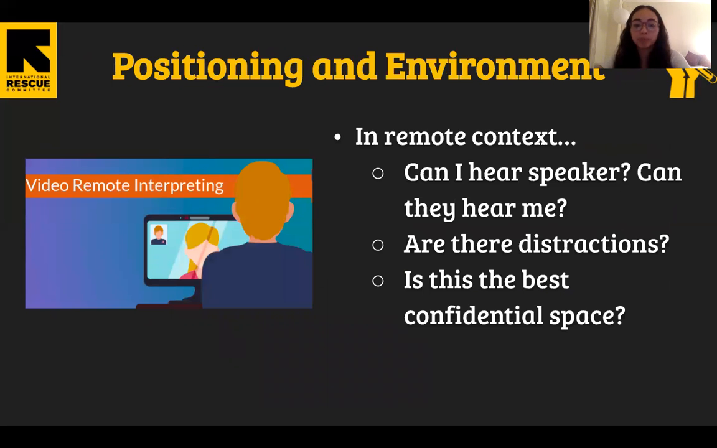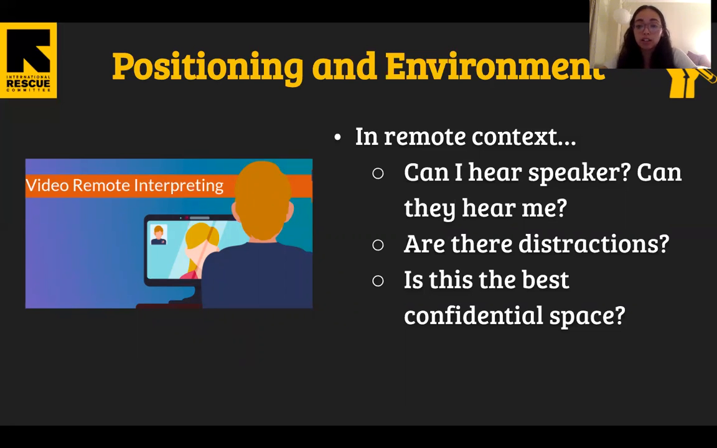Positioning and environment. This is very important, and even more particular in the context that we're doing RYSA this summer remotely. It's important to think about our physical space and where we are in our homes, and whether, as an interpreter, it is appropriate positioning, and also whether the family is positioned in a confidential space where they can freely speak.